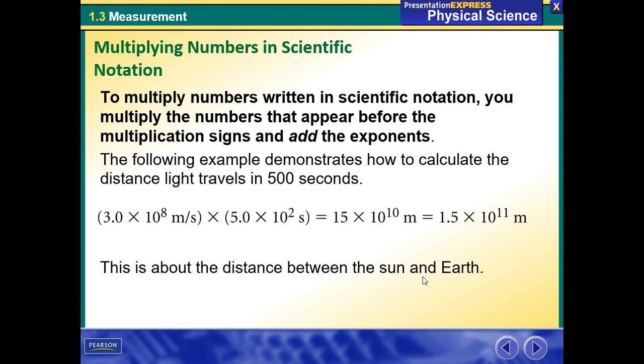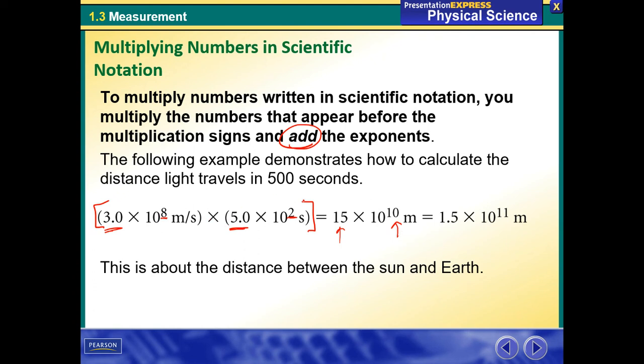And with that said, the last thing we have to cover is multiplying and dividing in scientific notation. To multiply numbers written in scientific notation, we have to multiply the number that comes before and then add our exponents. So for example, here are 2 numbers that we're trying to multiply, 3.0 times 10 to the 8th and 5.0 times 10 to the 2nd. What we're going to do is multiply these numbers out front. So 3 times 5 gives me 15. But then it says add the exponents. So 8 plus 2 gives me 10.